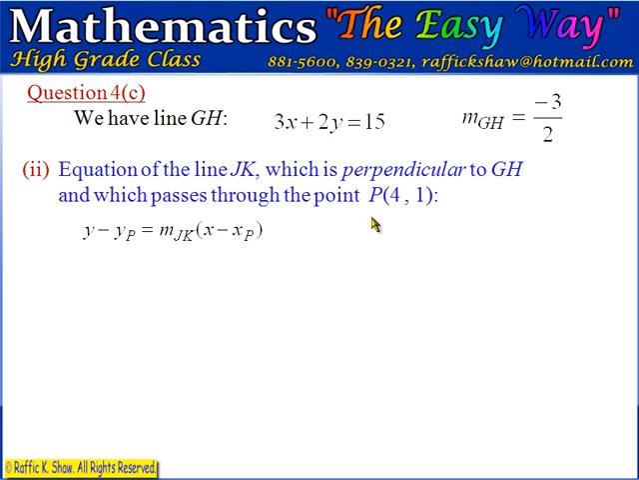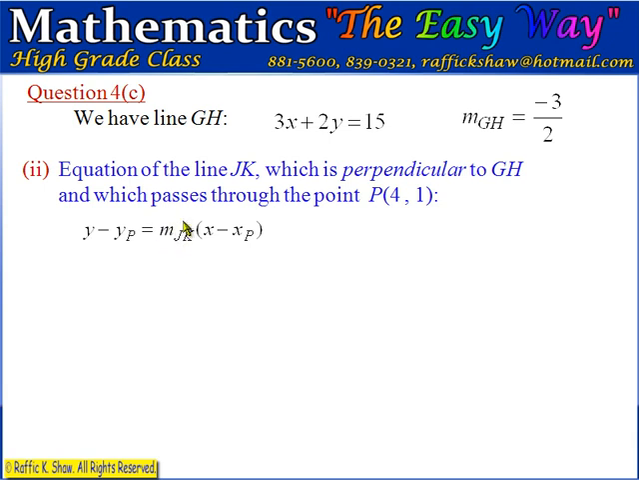Xp is the x coordinate of the point P, the point on the line that we know. This is called the point gradient form for the equation of a line, and it is useful when you know the gradient of the line that you want and also a point on the line that you want. YP and XP are the coordinates of the known point on the line, and MJK is the gradient of the line JK. P is the point and MJK is the gradient.